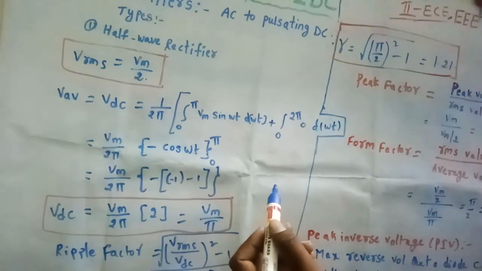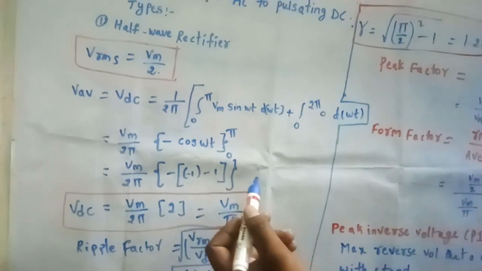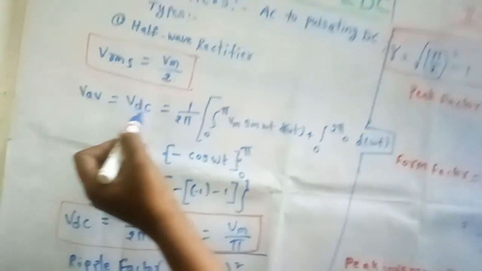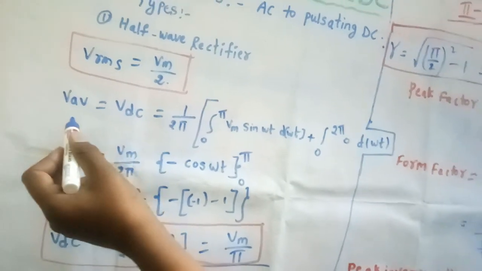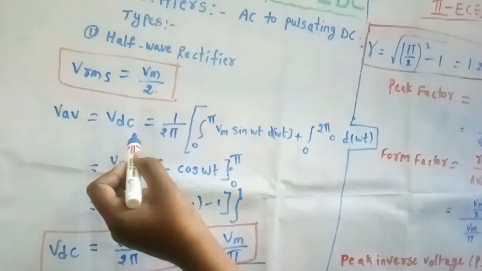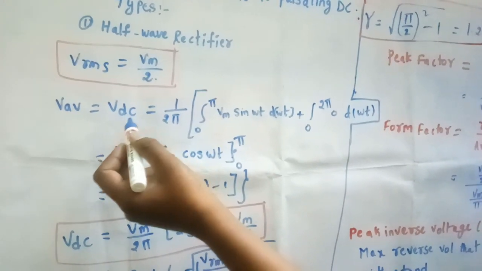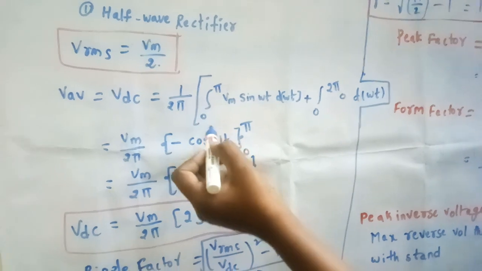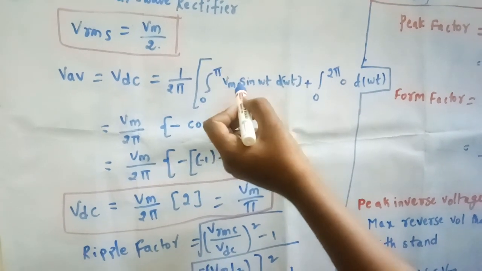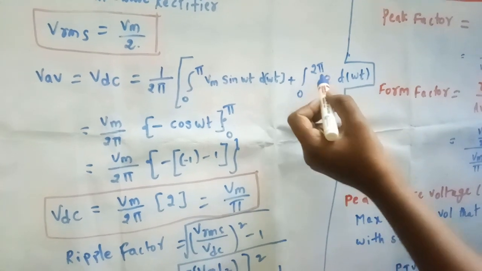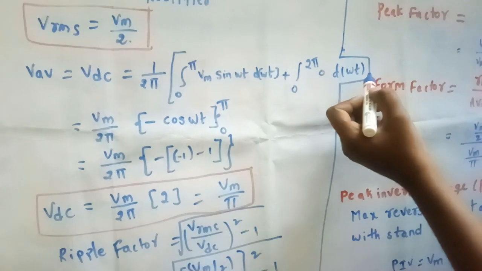For the ripple factor we need VDC also. That's why let us go for VDC. V average or VDC, both are the same. The average value or DC value is VDC, that is 1 by 2 pi, integral 0 to pi Vm sin omega t d omega t, plus integral 2 pi 0 d omega t.